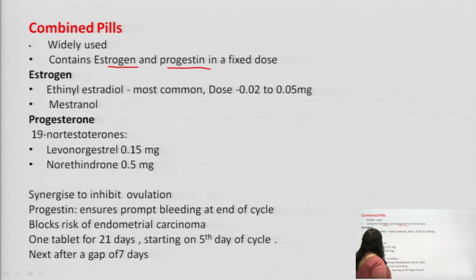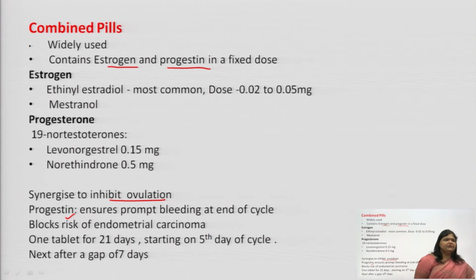Both these drugs, when combined together, they inhibit ovulation. Now, what is the role of the progestin? Progestin का role है कि it ensures the bleeding takes place at the end of the cycle. So, जब bleeding हो जाएगा, endometrium shed हो जाएगा, so it reduces the risk of endometrial carcinoma. So, that is the role of progestin here.